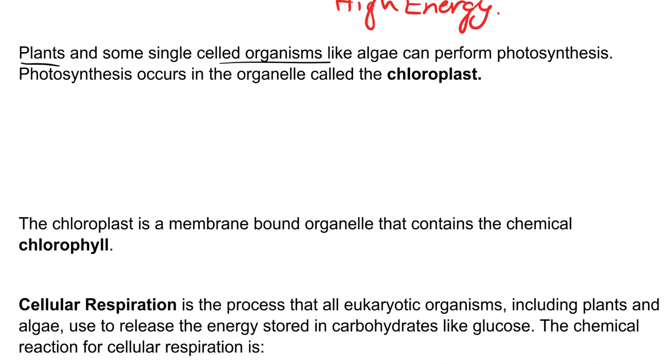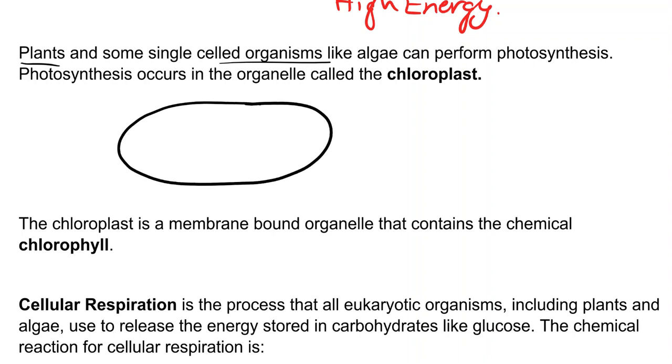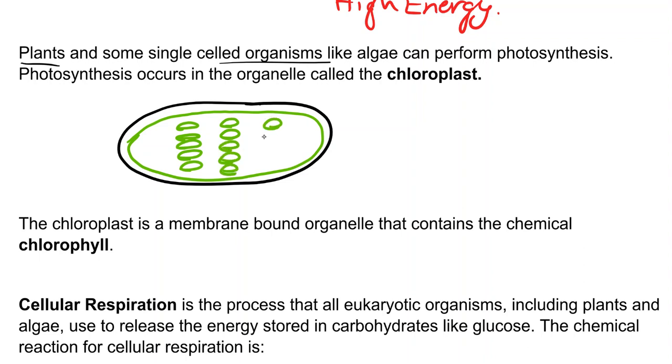Photosynthesis occurs in an organelle called the chloroplast. And the chloroplasts are these green organelles. They're shaped kind of like an oval. What they have is two membranes: an outer membrane and an inner membrane. And inside, they've got these things called thylakoids, and they look like coins that are stacked on top of each other. And sometimes these coins are connected.